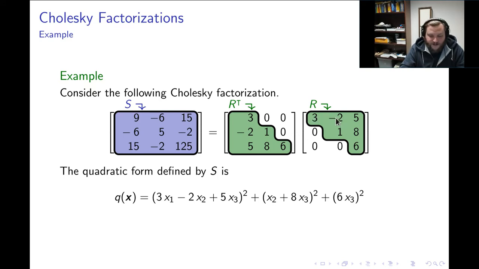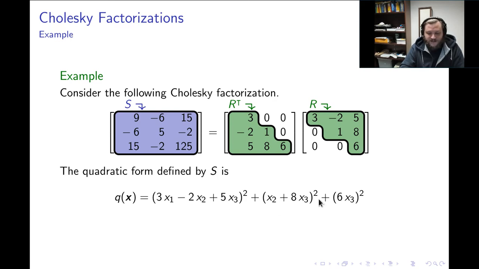That is 3x1 minus 2x2 plus 5x3, quantity squared. In my second square, I have the inner product of the second row of R with x1, x2, x3. So that'll be x2 plus 8x3, quantity squared. And then my third square here will be just 6x3 squared.